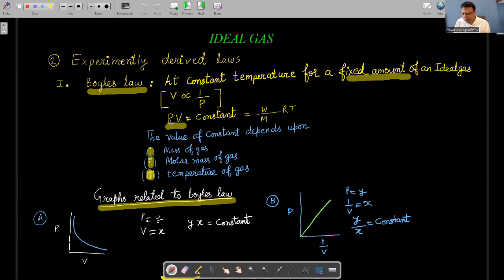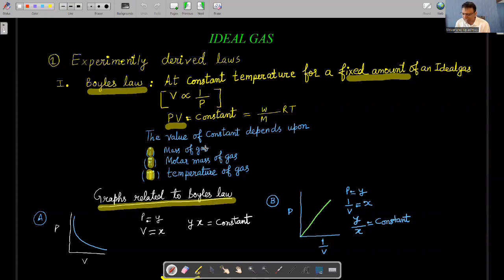Now at the time of Boyle's law, there was no ideal gas equation. So at that time we were writing PV is equal to constant, but we know that PV is nRT. So now we know the value of constant. The value of constant is mass of the gas upon molar mass of the gas into RT. So we can say that in this Boyle's law, the constant depends on 3 factors.